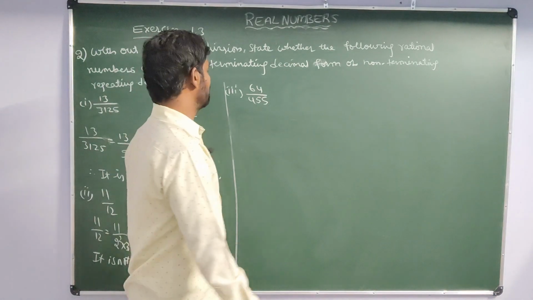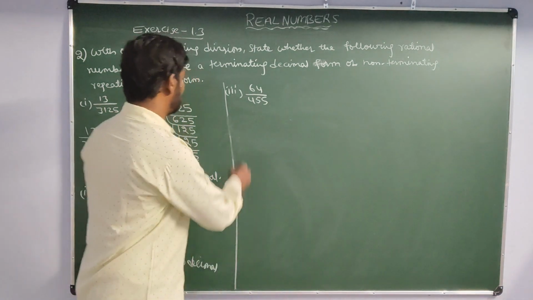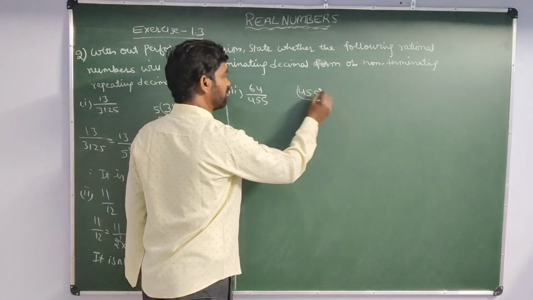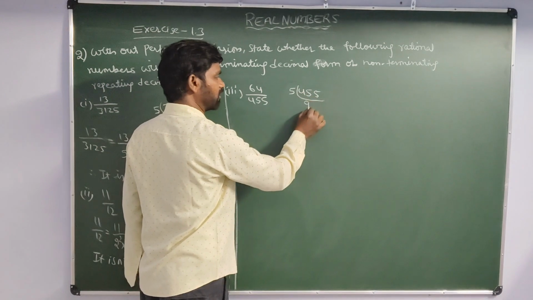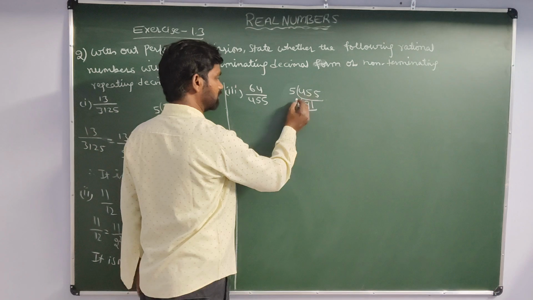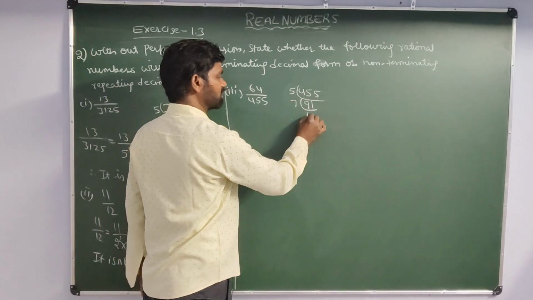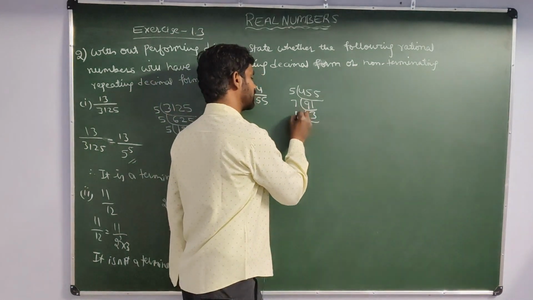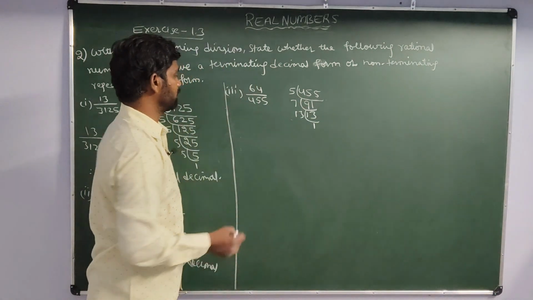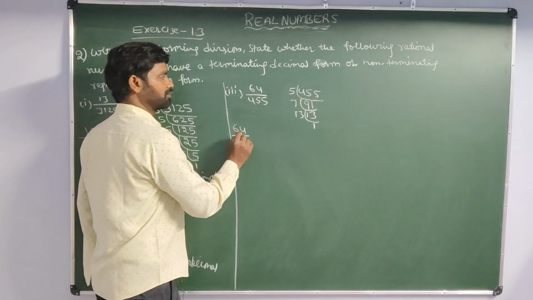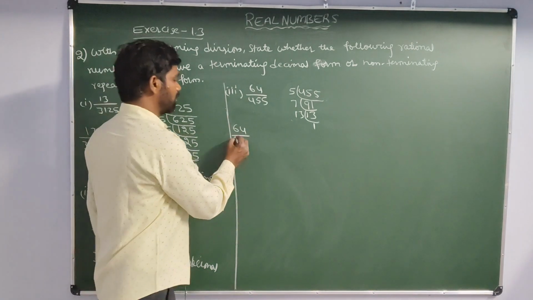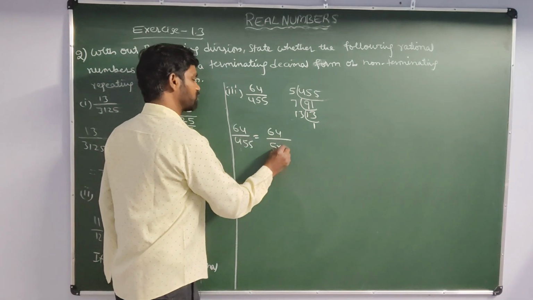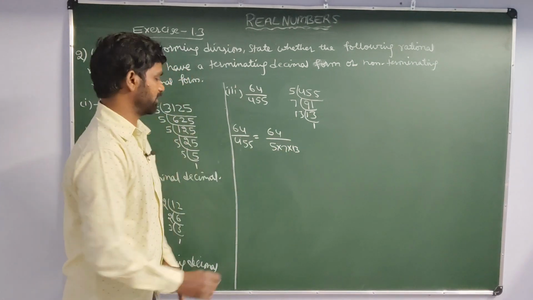Okay, next question, 64 by 455. So the same process follows here. 455, take the prime factors of 455. 5 table, 5 nines are 45, 5 ones are 5. Next, 7 table, 7 ones are 7, 2 remains, 2 1 it becomes 21, 7 threes are 21. Next, 13 ones are 13, 13 is a prime number. Therefore, we can write 64 by 455 is equal to 64 by 5 into 7 into 13.